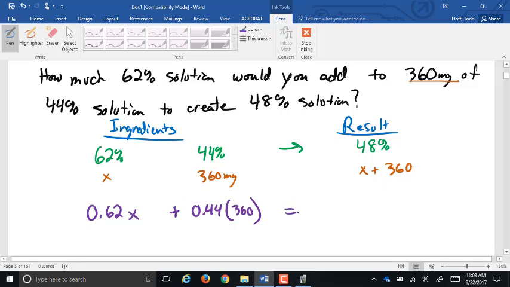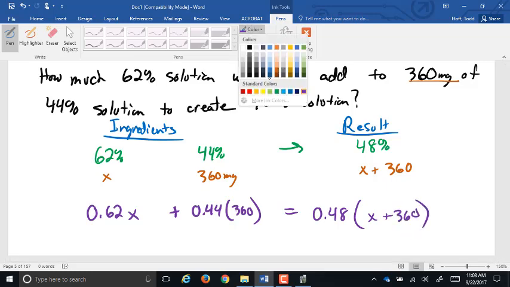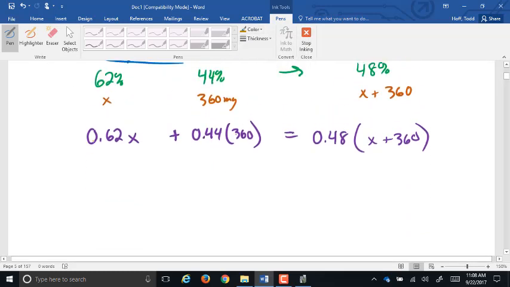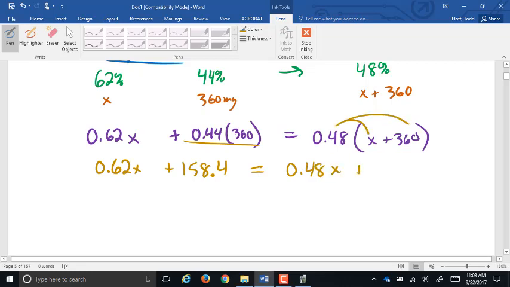Then what's on the other side? 0.48 times the x plus 360. Good. And now we just have to solve the equation. So on the left side, there's nothing to do here on this first one, so that's just 0.62x. 0.44 times 360, 158.4. Okay, equals 0.48x, good, plus 172.8. Okay.